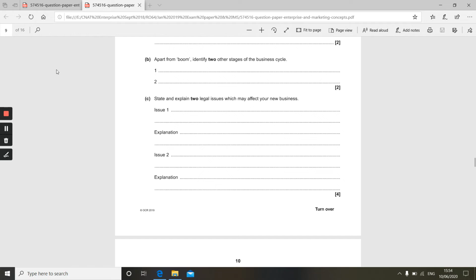Boom is one of them. So have a go thinking about the other stages. If you are unsure, have a look on your knowledge organizer and it will explain what the other ones are.